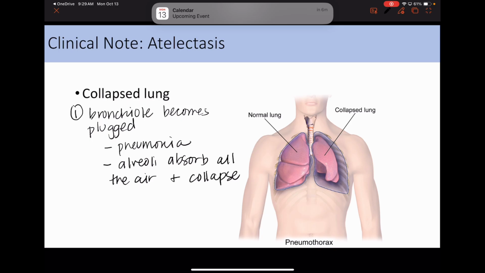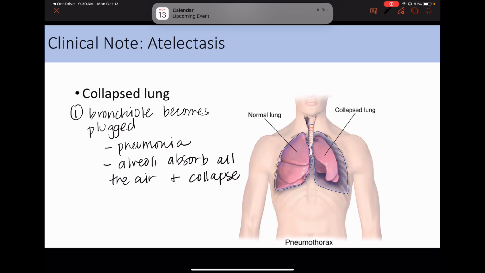Your alveoli are constantly inflating with air and deflating all day long. But if there's no longer airflow, those alveoli are going to suck up whatever air is left, and there's no new air coming in. So those air sacs will one by one all close, which makes the entire lung collapse as well. They're absorbing all the air that's left, there's no new air coming in, and the entire structure collapses. Does that make sense, everyone?